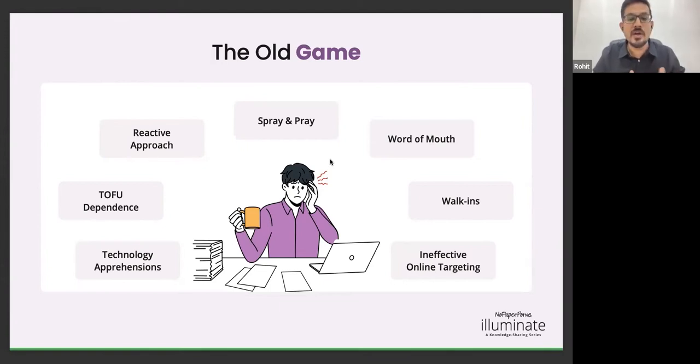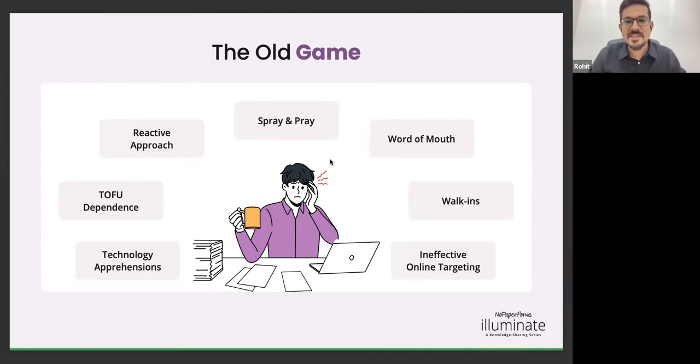And the next point, technology apprehensions. I'm sure a lot of you will be able to relate to this apprehension towards adoption of a new technology. Will it work? Can I learn that technology in time? Will I be able to implement it in my system? Will my workforce be able to adapt to the change, etc. So that's another factor.